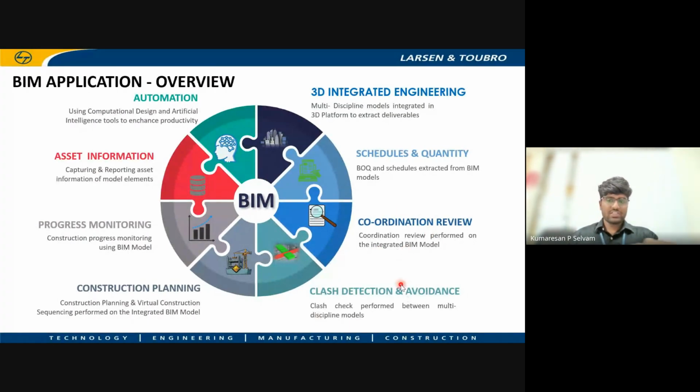And then clash detection and avoidance. Clash detection is as I have explained before. When multiple disciplines, mechanical, electrical, and various other disciplines, work together, the models will be developed separately by different individuals. So they have to be integrated on one platform and checked for whether there is a clash between each of them. And construction planning also, for scheduling all this, and progress monitoring. I will show you in the next slide. And asset information.